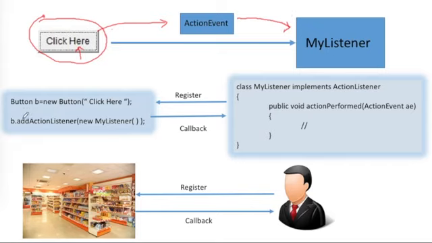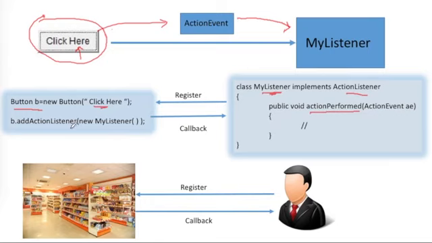So here you can see an example code I have given. This is a button class, that is for button click here, and this is a listener class, that is my listener, which implements ActionListener. ActionListener is a predefined interface available in Java. So to make it capable of handling the action event, I should implement the ActionListener interface in my class, and it has only one method, so that method must be overridden here.